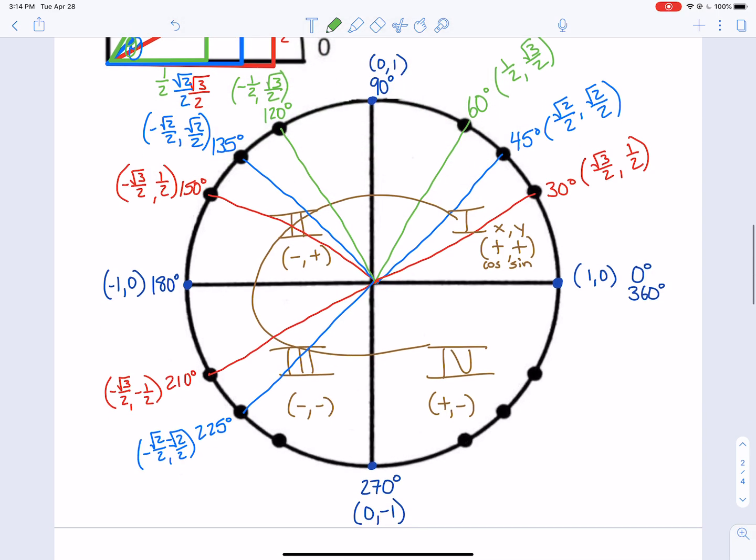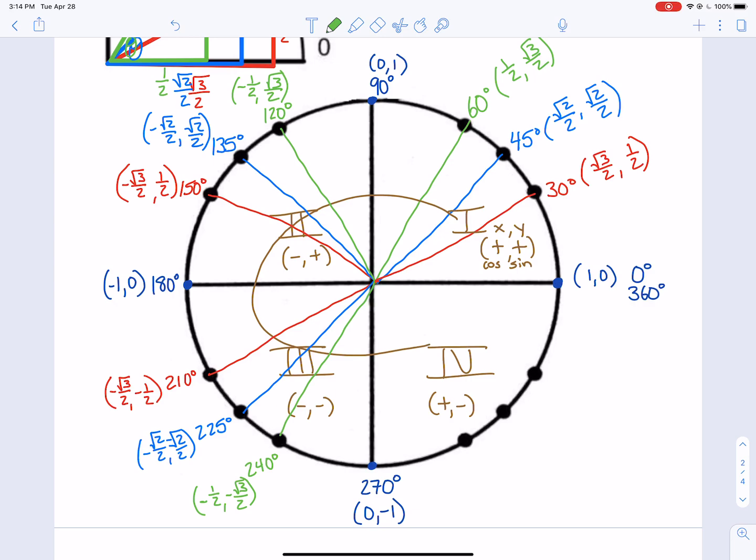All right, and then the green one means I need to take 180 and add 60. So 180 plus 60 is 240 degrees. And the coordinates of that point would be the same as all of the green ones I've written down. So negative 1/2, but they're just both negative. So negative 1/2, negative square root of 3 over 2.